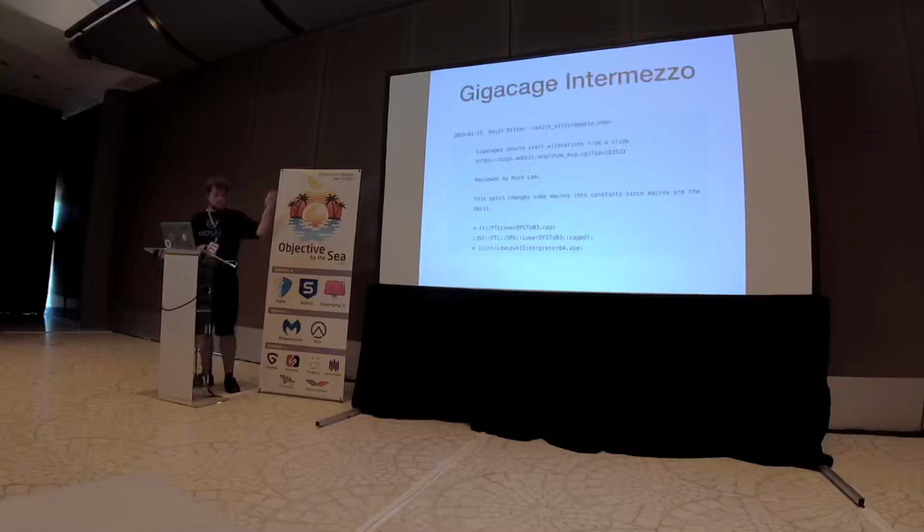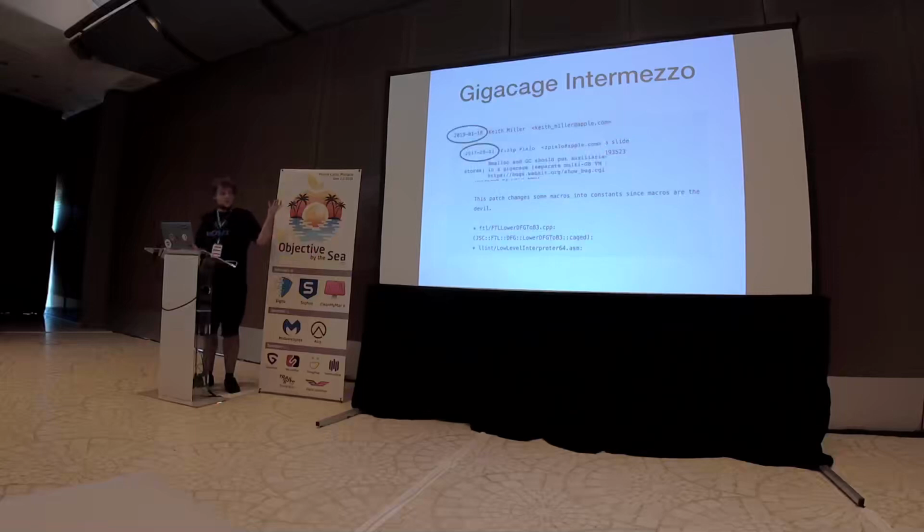Additionally, I mentioned Gigacage, and this commit is really interesting to me because it should start from a slide, which means ASLR. And yes, if you look at the dates, that's been a year and a half. So for 1.5 years, hyper-randomization was completely broken on both iOS and macOS.